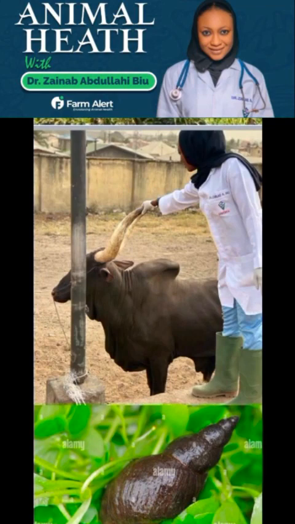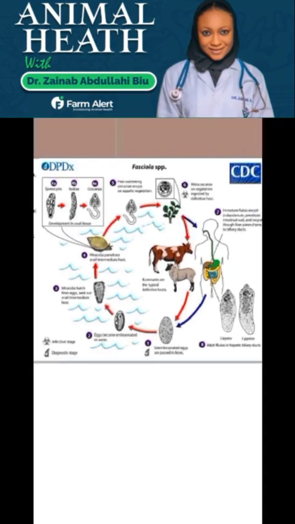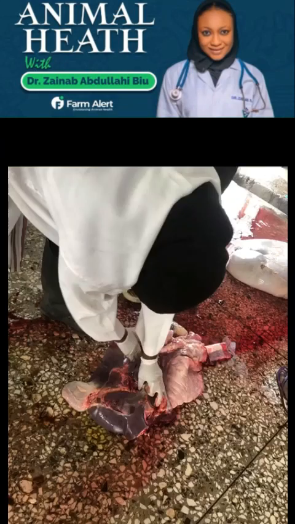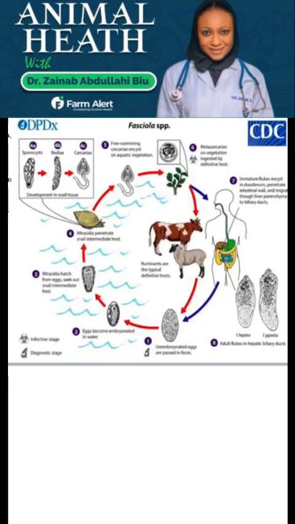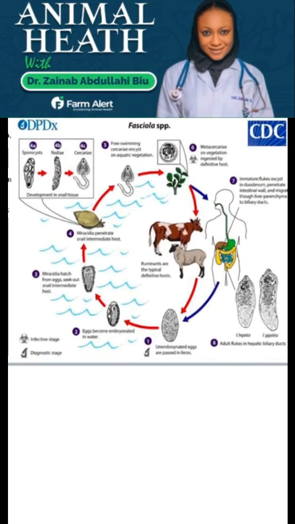Then inside the snail, the miracidium develops into a sporocyst, then redia, and finally cercaria, which are released from the snail into the water and attach themselves to the vegetation, where they encyst to become metacercaria. The cattle become infected when they eat the vegetation carrying the metacercaria. Once ingested, the metacercaria excyst in the duodenum, penetrate the intestinal wall, and migrate through the abdominal cavity and liver tissue to reach the bile duct, where they mature into the adult fluke.